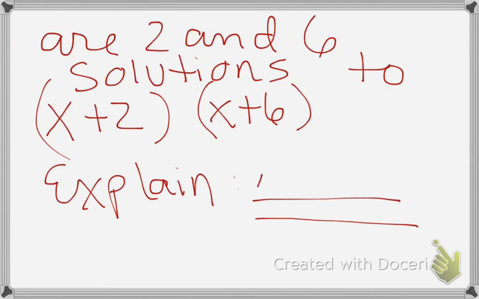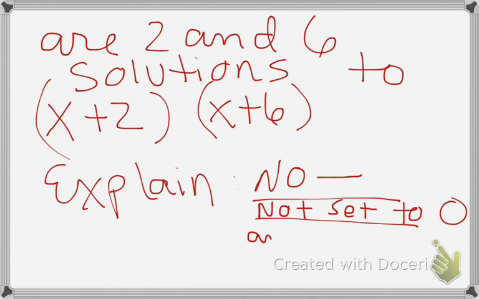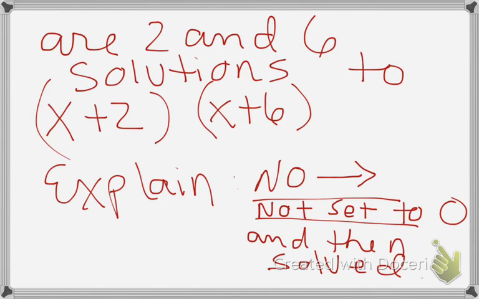Because you have to solve, why? Because it said you have to solve equal to 0. I don't know. You have to set the binomial equal to 0, then you have to solve for the variable. Good. So, the explanation? Not set to 0 and then solved.